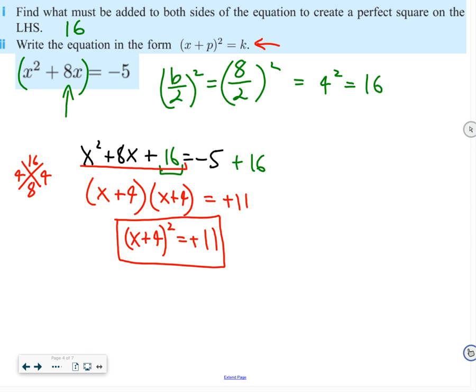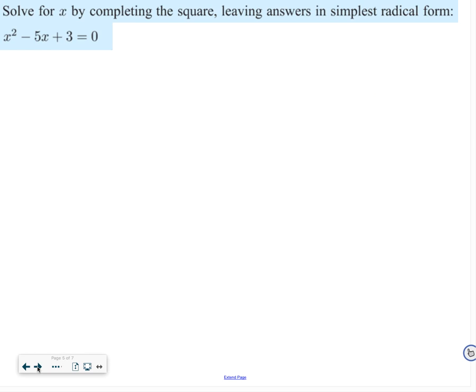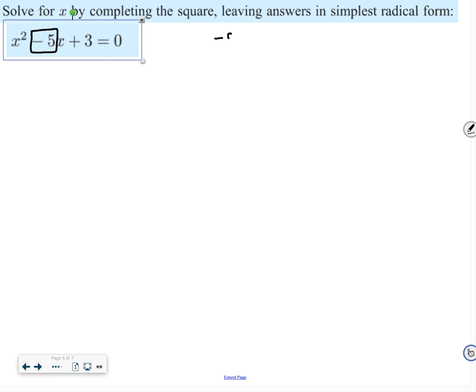Let's look at another example here. We're going to solve by completing the square, and we have to do all those steps to eventually get there. First thing I'm going to do is look at my b value and make sure I carry the sign. So I have negative 5 divided by 2, squared. Negative 5 divided by 2 is just a fraction, so I have negative 5 over 2. I'm going to square it, and I get 25 over 4.